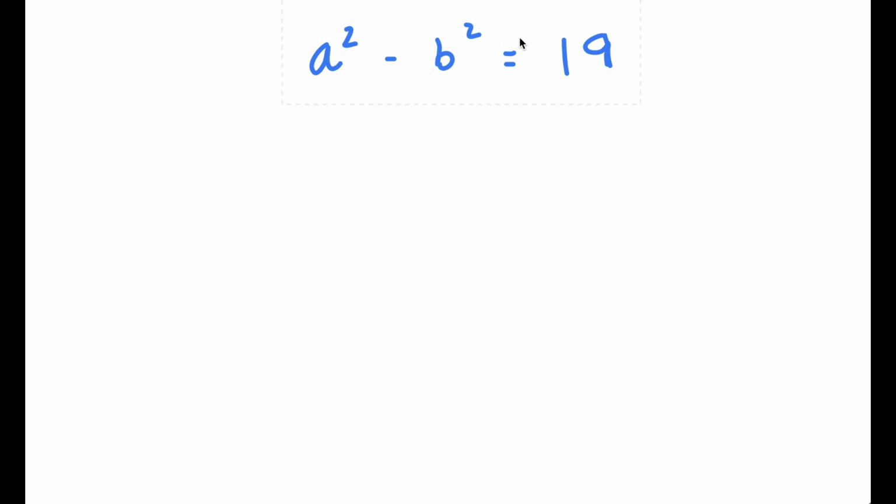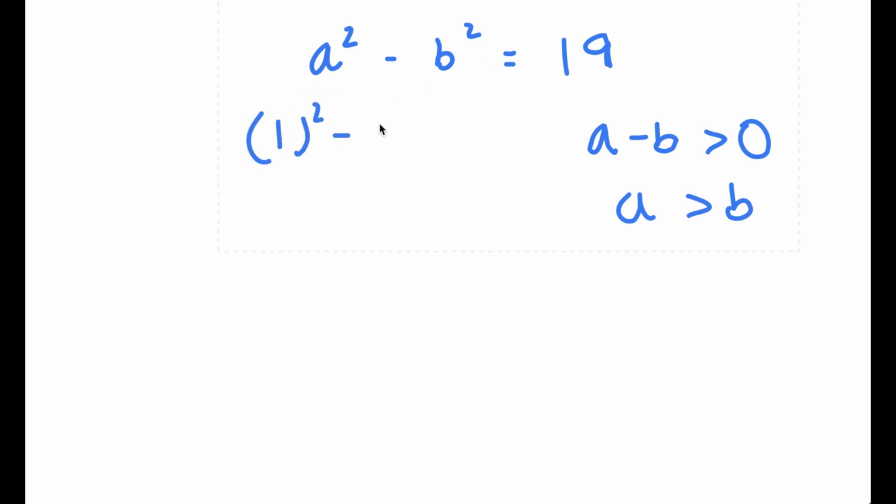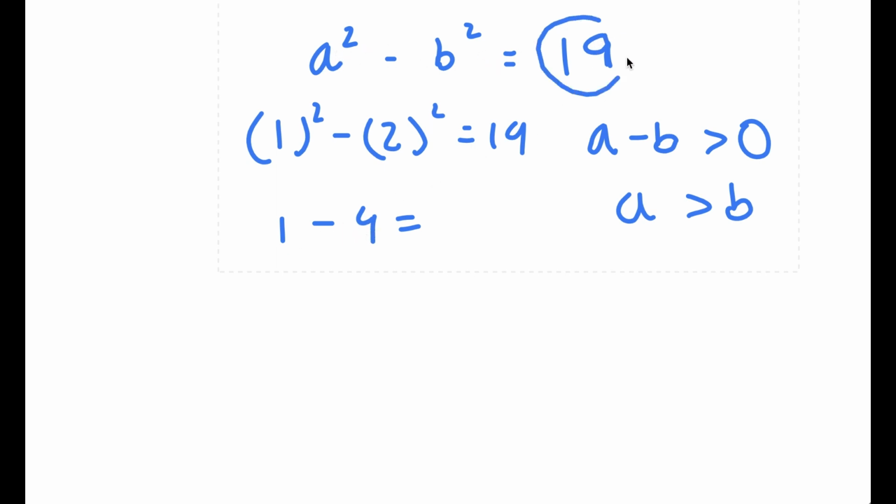So, if a squared minus b squared is equal to 19, then this must mean that a minus b is greater than 0, meaning a is greater than b. Because let's say a was less than b. So let's say a is 1 and b is 2. So now I have 1 squared minus 2 squared is equal to 19. Well, 1 squared is 1 minus 2 squared is 4. And this is actually going to be a negative number. But as you can see, a squared minus b squared is a positive number. And the only way for this to be a positive number is if a is greater than b. Because if b is greater than a, then this would be negative.